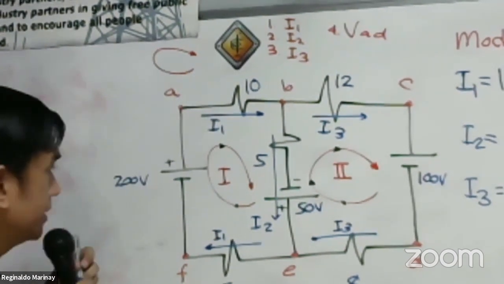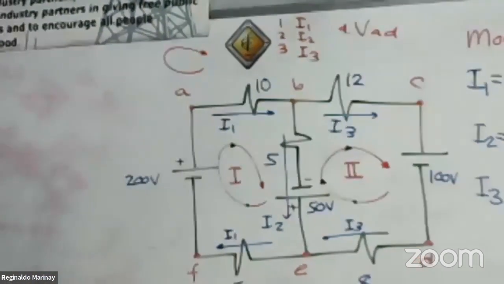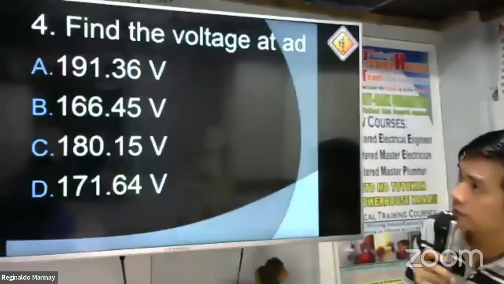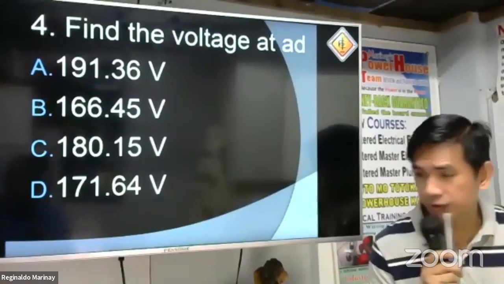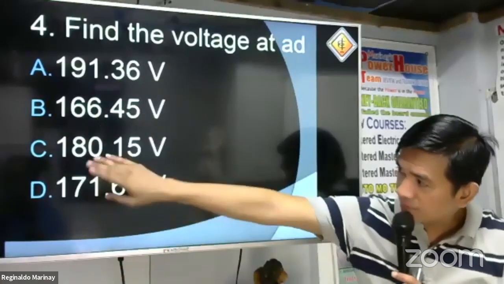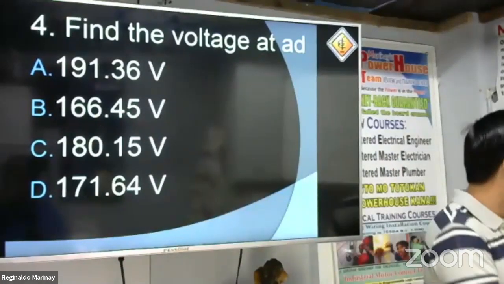Let us go with the voltage at AD. That is the question here. Let's take a look at number 4. The voltage at A to D. So we have the following choices: 191, 166, 180, 171. How to get the voltage at AD?